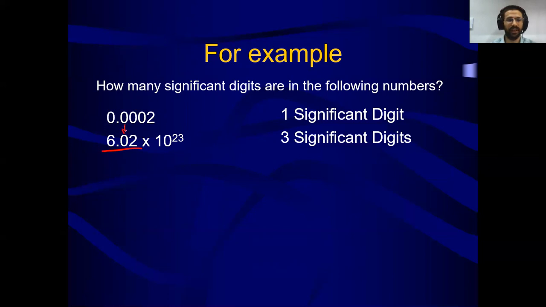The 0 is between sig figs, right? This 2 is significant and the 6 is significant, so there's 3.